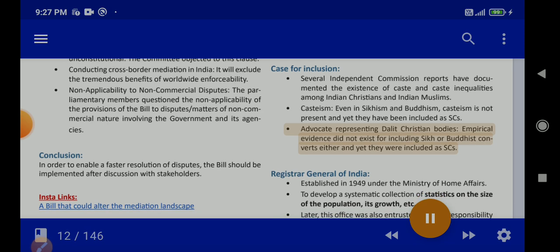Advocate representing Dalit Christian bodies: empirical evidence did not exist for including Sikh or Buddhist converts either, and yet they were included as SCs.